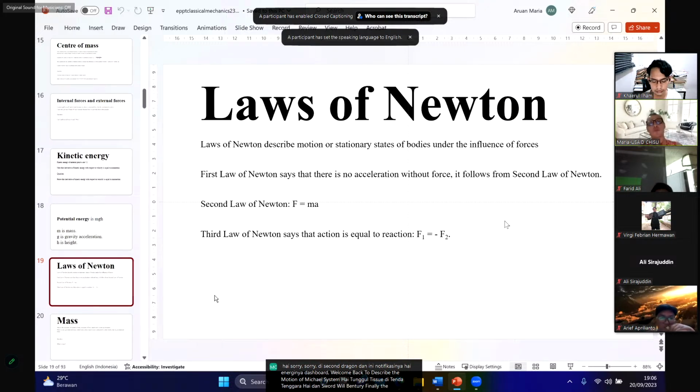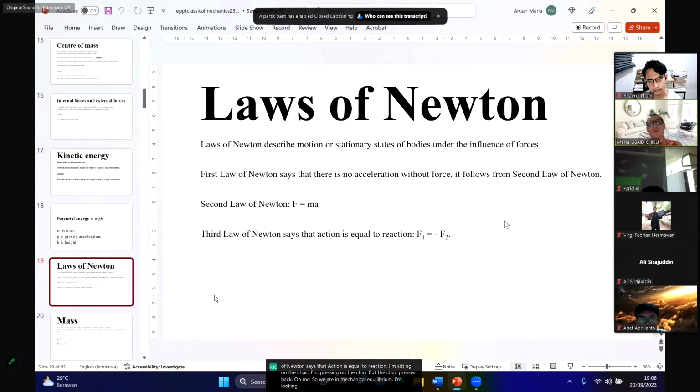And finally, the third law of Newton says that action is equal to reaction. I'm sitting on the chair. I'm pressing on the chair, but the chair presses back on me. So we are in mechanical equilibrium. I'm not moving because the chair pushes back. If there was no chair, I would fall down. But because there is a chair, I'm not falling down. So that's the main idea of the third law of Newton.